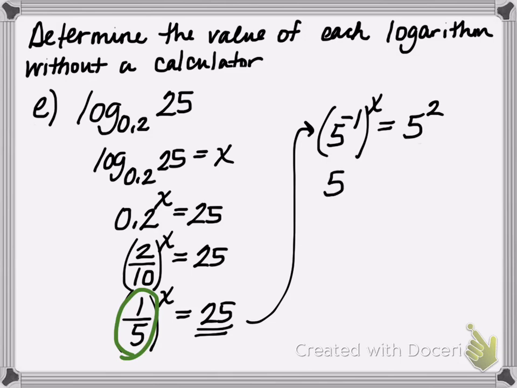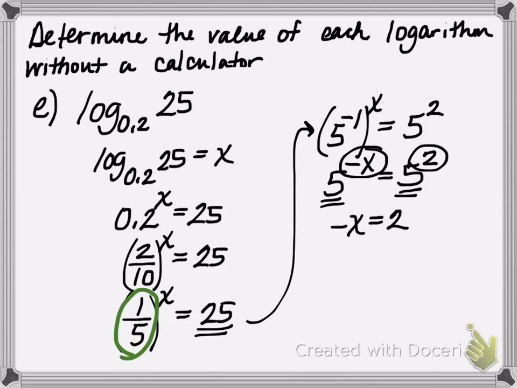So multiplying my exponents, I have 5 raised to the -x power is equal to 5 to the 2nd power. Bases are the same, therefore uniqueness property says exponents must be equal. -x equals 2, so dividing by your negative gives us that x is equal to -2. So the value of this original logarithm, log base 0.2 of 25, is -2.